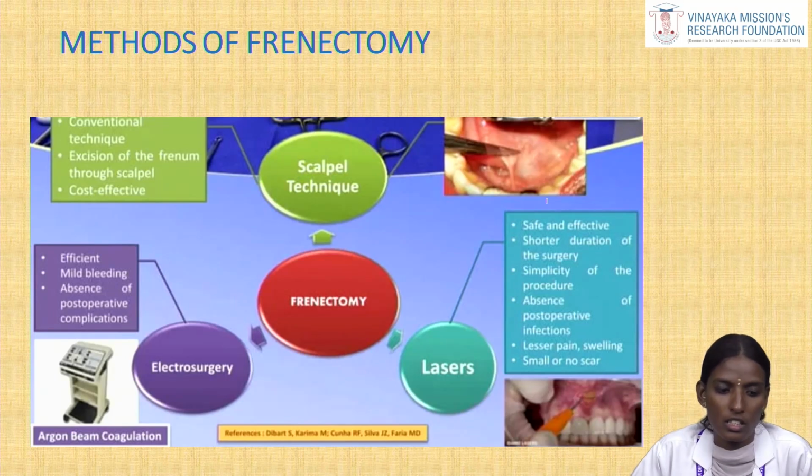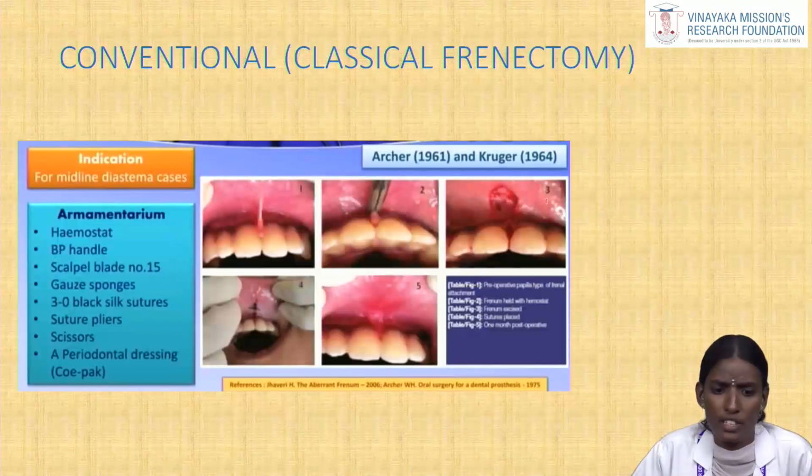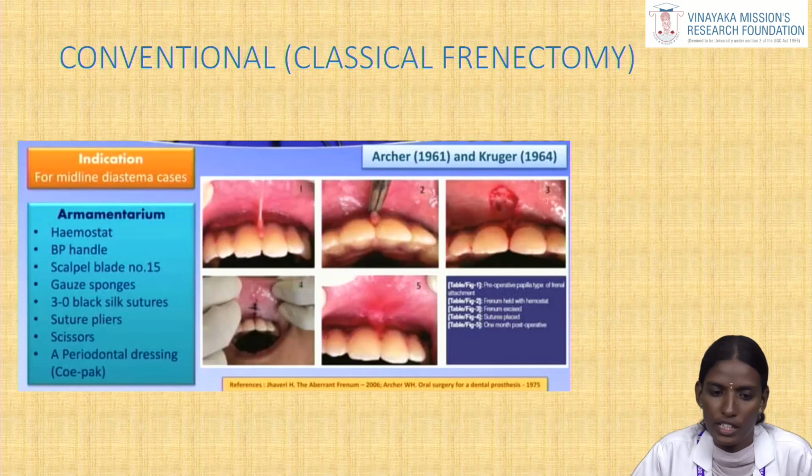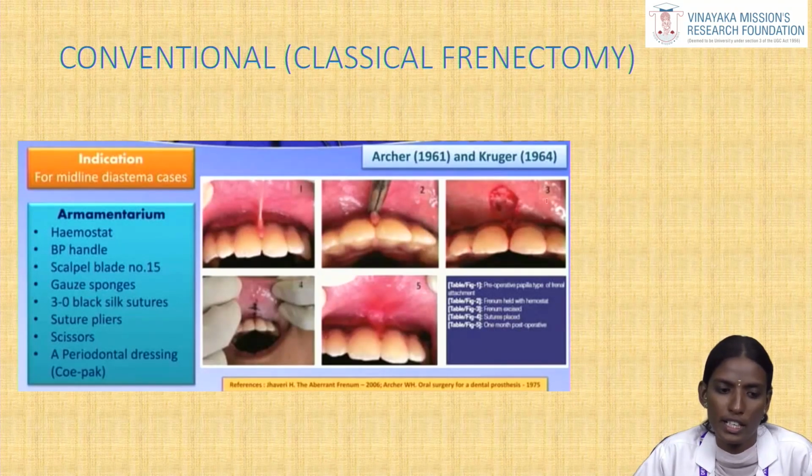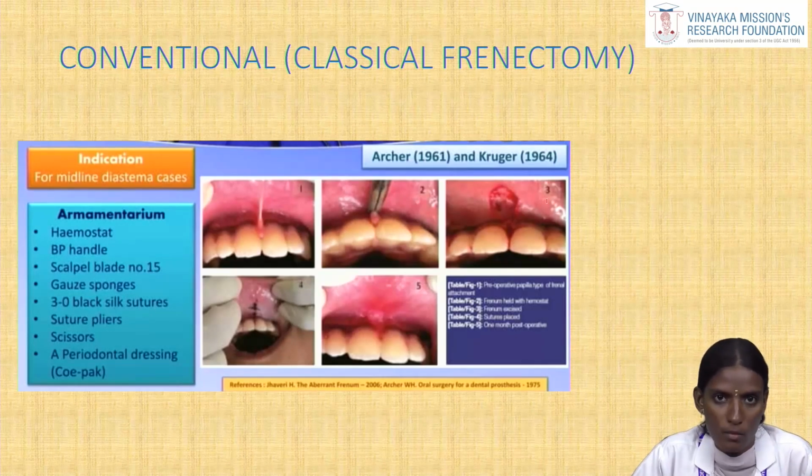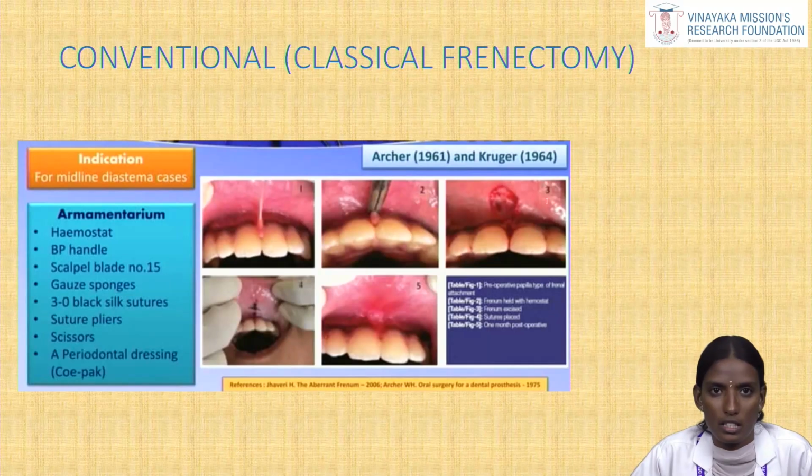In electrosurgery we most commonly use argon beam coagulation. In the scalpel technique we have the conventional classic frenectomy technique. This was given by Archer in 1961 and Kruger in 1964. This is mostly done in a midline diastema condition, which interferes with both the central incisors, which involves aesthetic corrections.